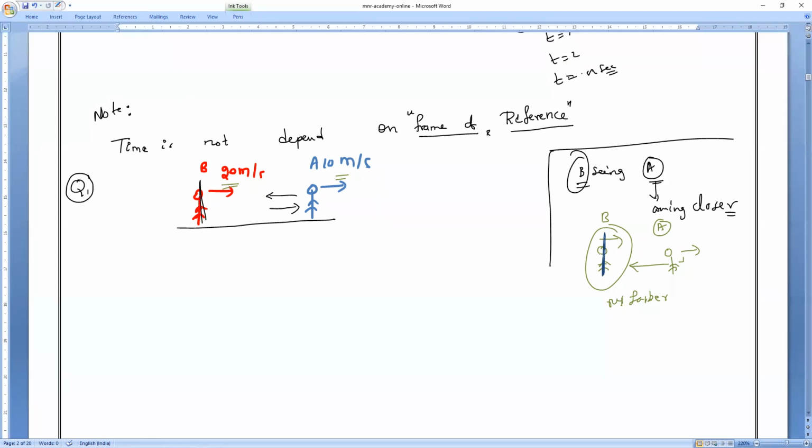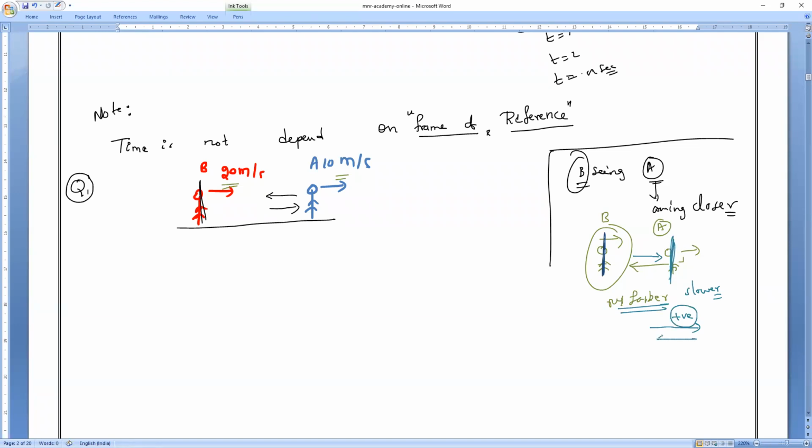Now, A is my observer. If A observes, B appears to be coming closer, as B is running much faster. Yes or no, guys? Please respond. All of you? Yes, sir. Now, will forward always be taken as positive or negative?